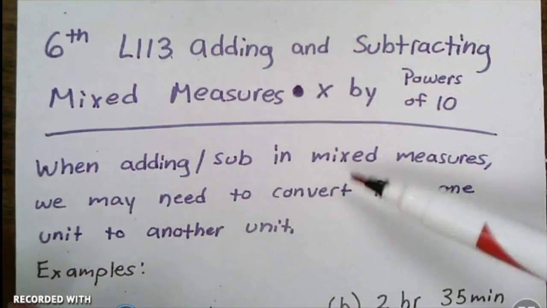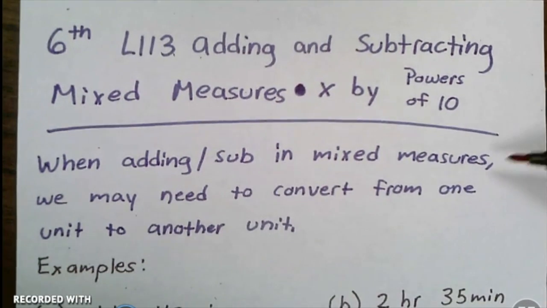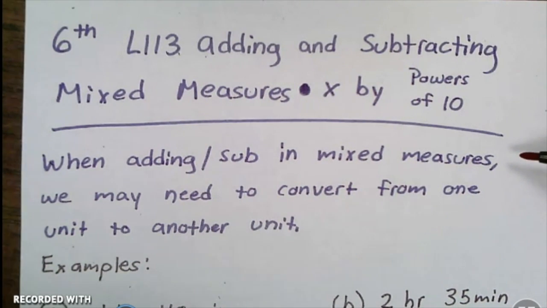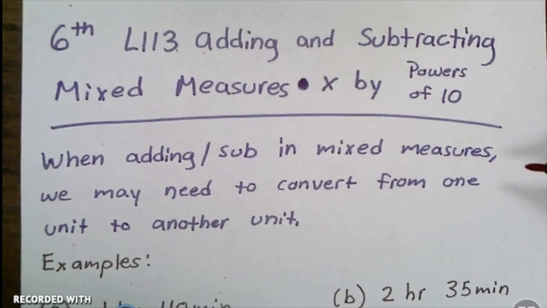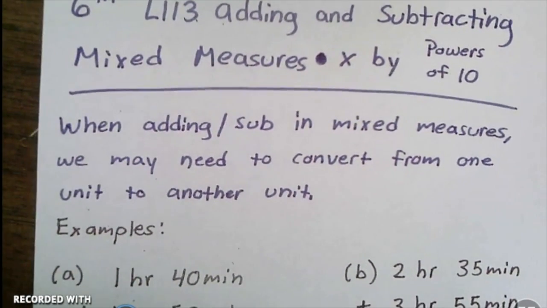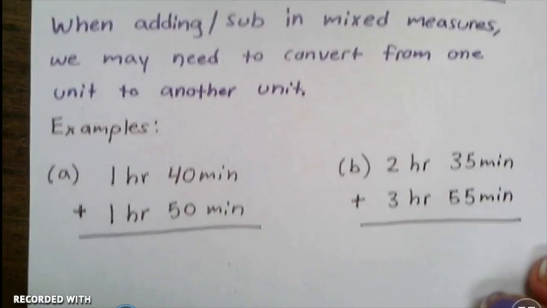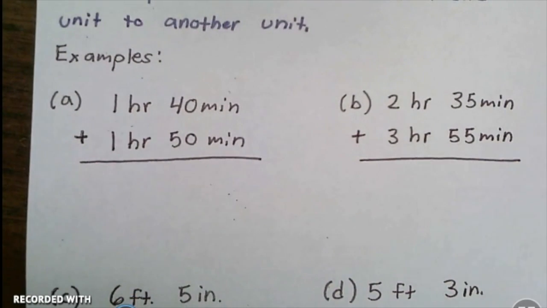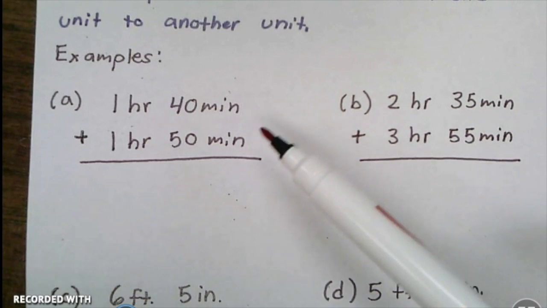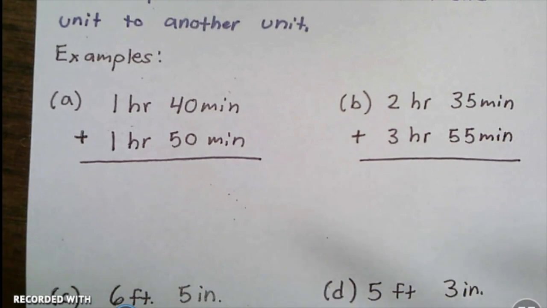So when we're adding and subtracting in mixed measures, which means that they have two different unit labels like feet and inches or hours and minutes, we may need to convert from one unit to another unit. We did this with just one type of problem. Now we're going to be looking at some different types of problems. So here's the first example, 1 hour and 40 minutes plus 1 hour and 50 minutes.